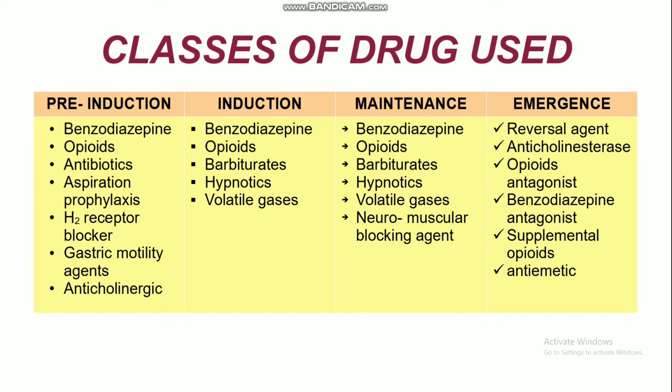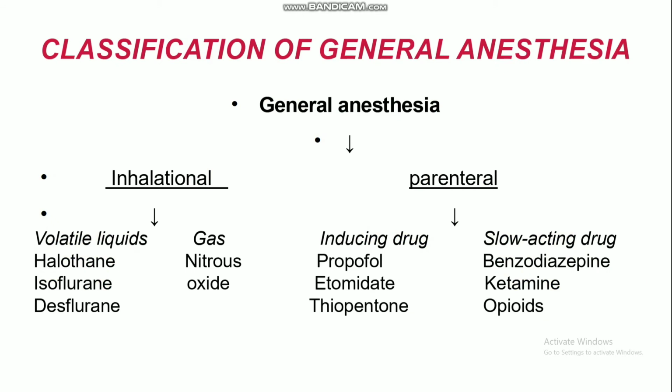And in the emergence phase, the reversal agents, all of these reversal or opposite agents: anticholinergic, opioid antagonist, benzodiazepine antagonist, supplemental opioid to relieve the pain, and antiemetic should be given. Then the classifications of general anesthesia. So what is general anesthesia? It is where the level of consciousness is totally lost. This is called general anesthesia.